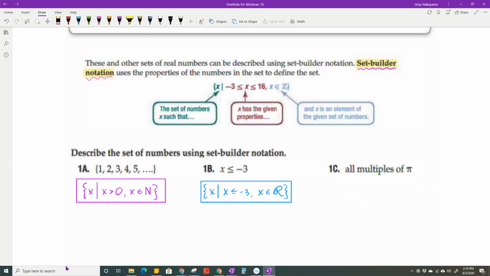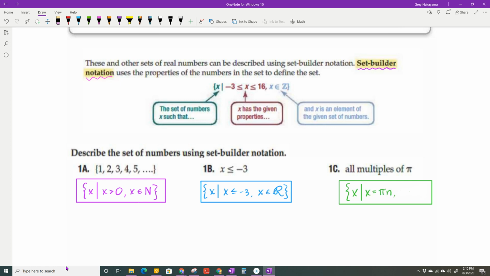Okay, and last but not least, we have one that says all multiples of pi. You might see this in your book a lot, especially when we talk about periodic functions with trig. So we start off again with x is an element of. Now we're going to say x is equal to multiples of pi. And how we say that is x equals pi n.